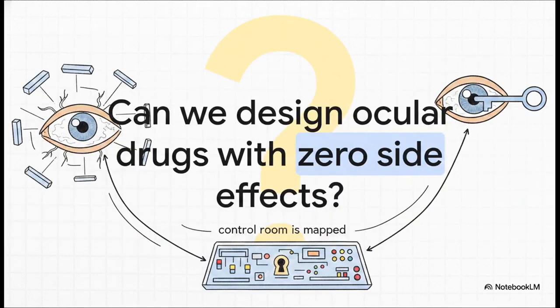Which leaves us with this final, really thought-provoking question. We know that some current drugs, like non-selective beta blockers, can sometimes cause systemic side effects because they accidentally block beta receptors in the heart or lungs too. But as we map these autonomic pathways with even greater precision, could we soon design ocular drugs that perfectly target just a single, highly specific receptor subtype in the eye, effectively curing conditions like glaucoma with absolutely zero side effects? The control room is already mapped out. Now it's just a matter of designing the absolute perfect key.